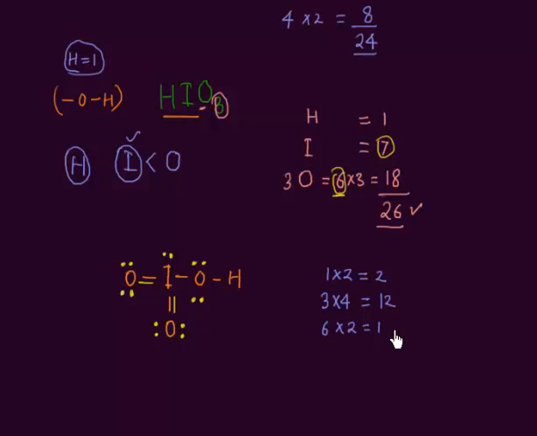6 times 2 is 12. Now we can add these numbers: 12 plus 12 is equal to 24, and 24 plus 2 is equal to 26. The total number of valence electrons is 26 in iodic acid. Now you can see that it satisfies the total valency of electrons in iodic acid. This is the Lewis structure of iodic acid. Since we have shown this diagram with dots, this diagram is also known as the Lewis dot structure.